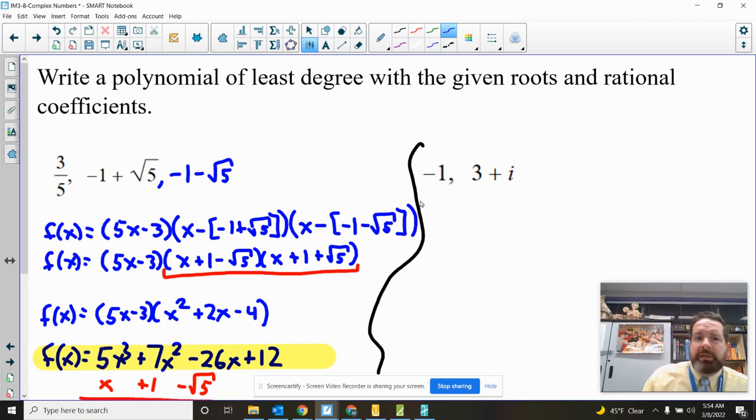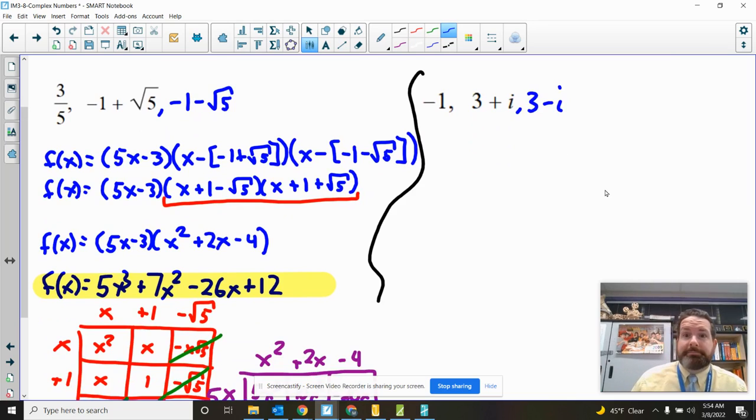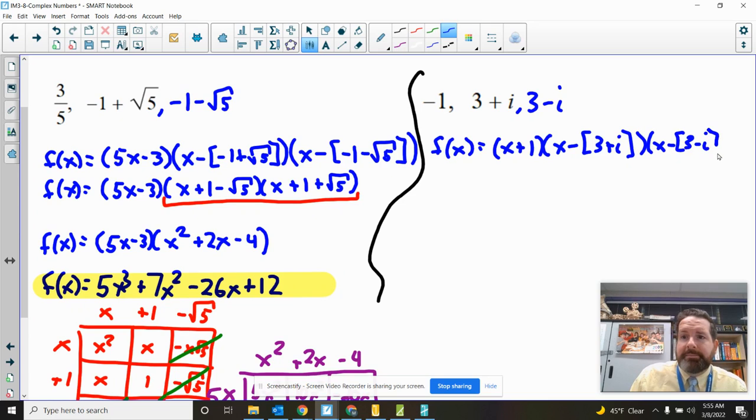Okay, same deal. Start off by making sure you know all the roots you're going to need to know. So -1, 3 plus i. Ooh, this means that also 3 minus i needs to be a root as well. Set up your factors. Once again, they're going to look a little nasty before they start to look neater. So x minus 3 plus i, x minus 3 minus i.